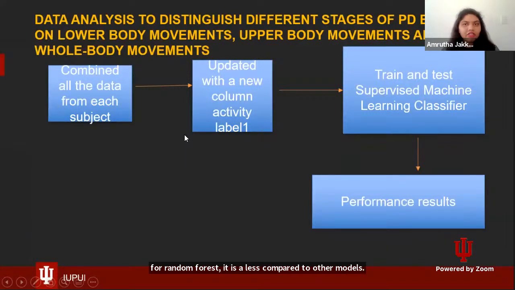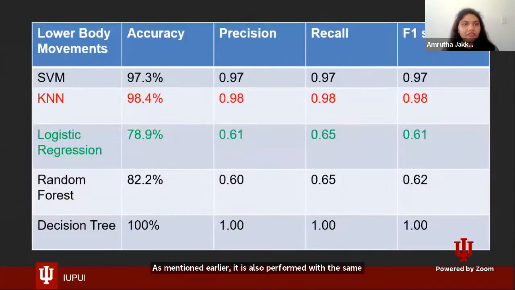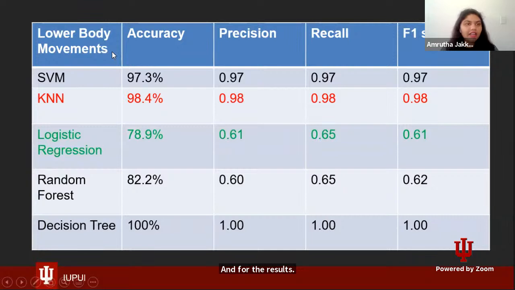Data analysis to distinguish different stages of Parkinson's disease patients based on lower body movements, upper body movements, and whole body movements was, as mentioned earlier, also performed with the same process. For the results based on the lower body movements, KNN seems to be the most accurate, logistic regression seems to be the least accurate, and decision tree seems to be a little bit overfitting.